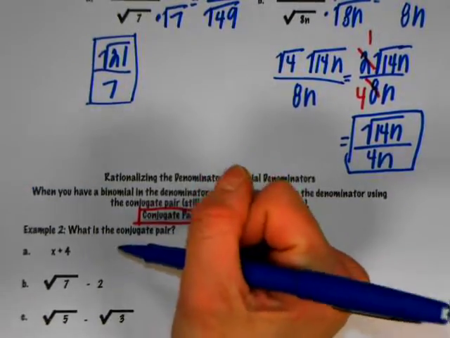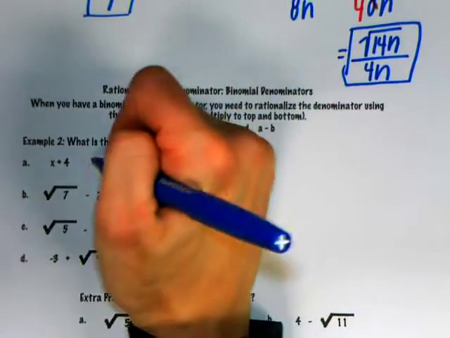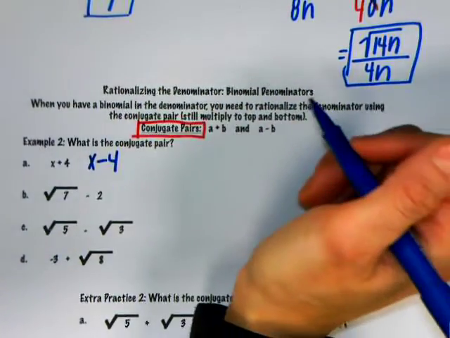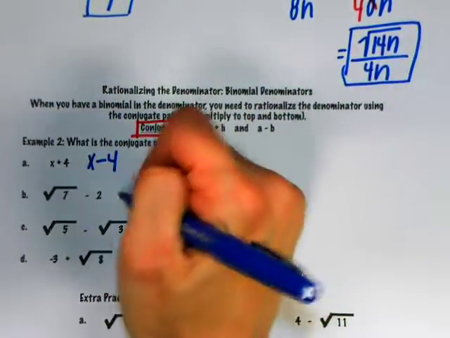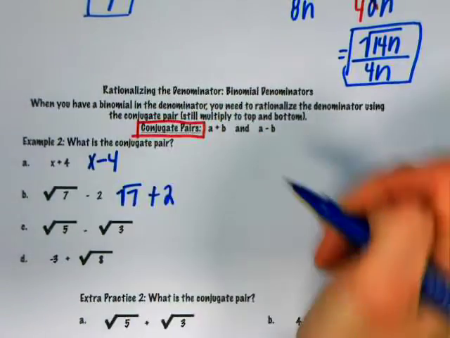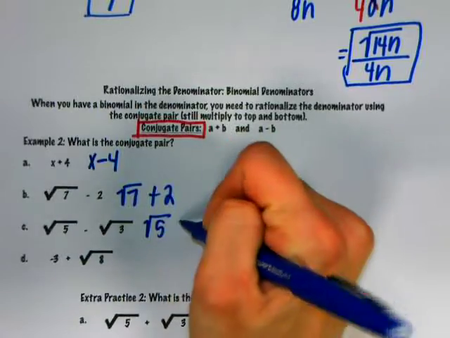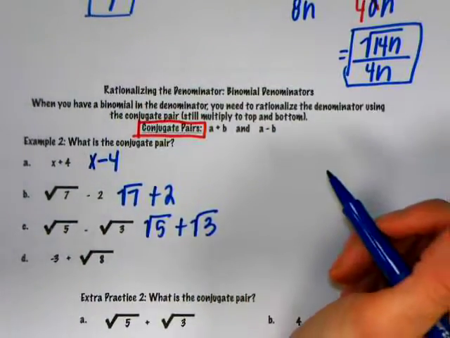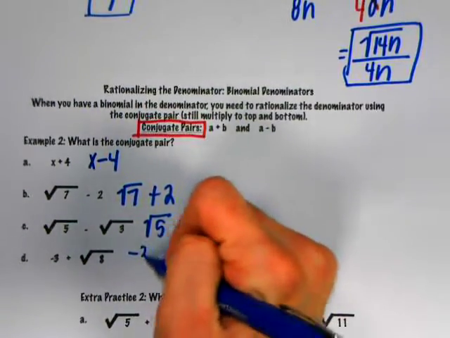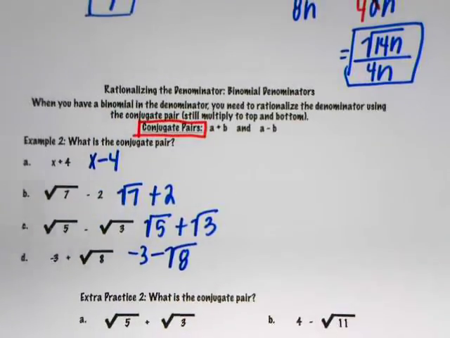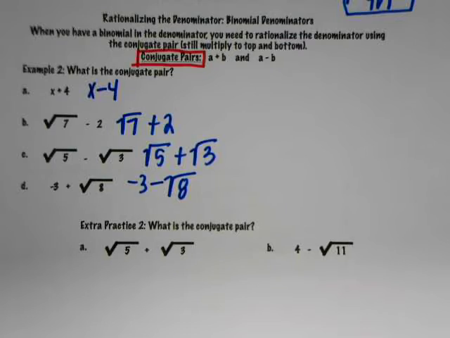So for x plus 4, the conjugate pair would be x minus 4. Radical 7 minus 2 would be radical 7 plus 2. Radical 5 minus radical 3, radical 5 plus radical 3. Negative 3 plus radical 8, negative 3 minus radical 8. And then for the extra practice, you're only changing the sign in the middle.